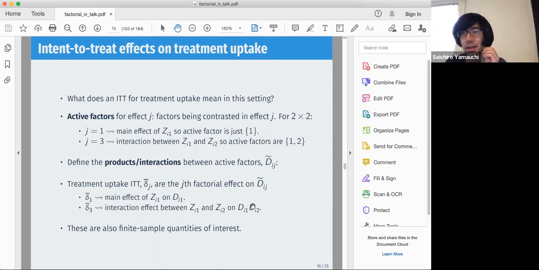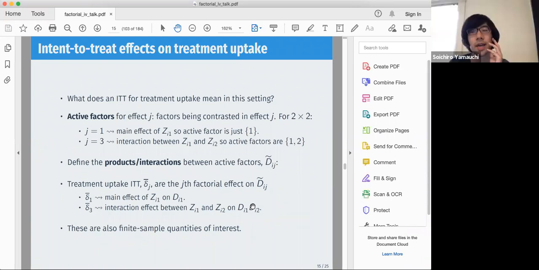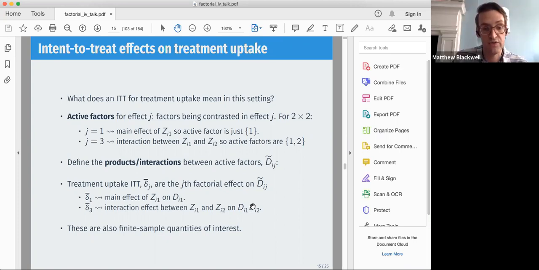I have a quick question. Going back to the same point, how is this delta 3 different from assuming away the interaction between Z's on D? There was an assumption that there's no interaction between the encouragement on the takeup. Yeah, so there's no interaction on the effect on D1 or D2, but there may be an interaction on multiplying those two things together.